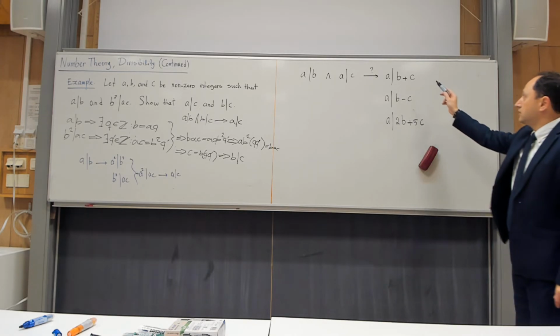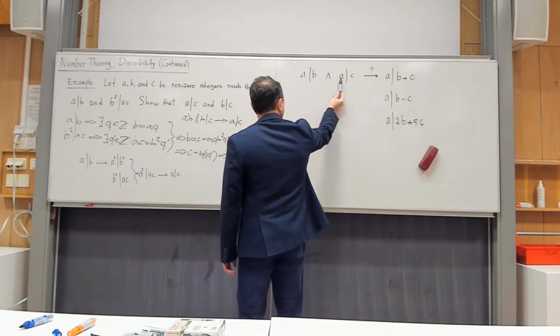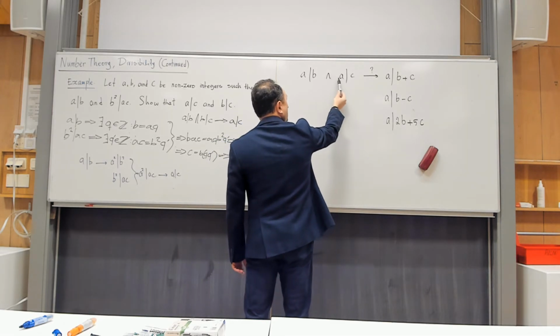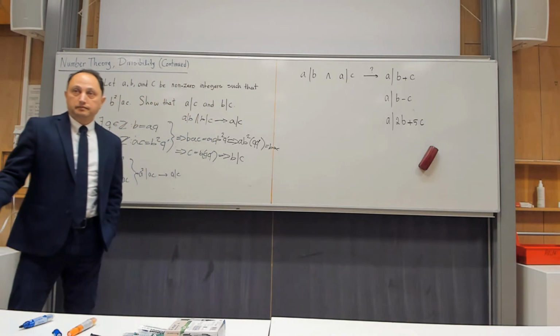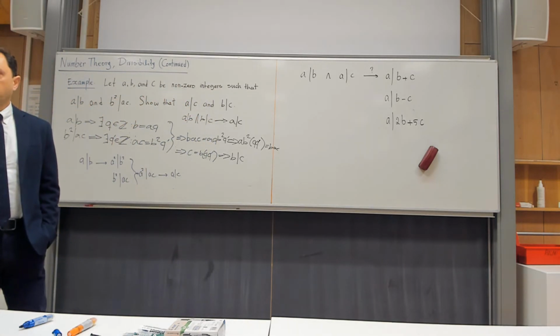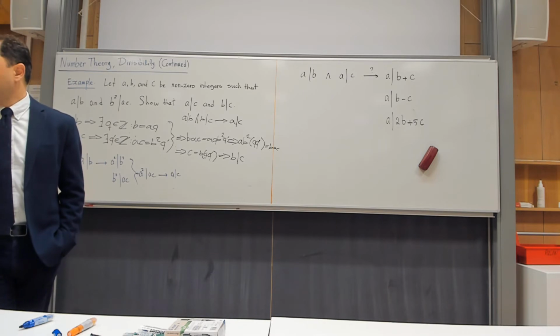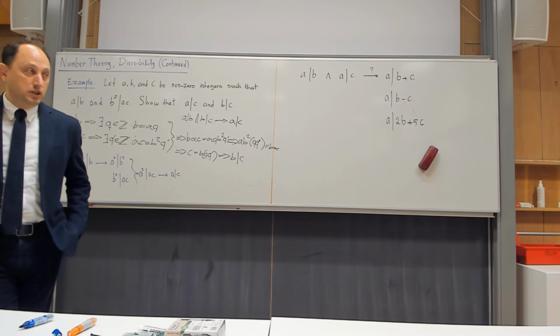So let us concentrate on this question. I have one single number that divides two numbers. Is it guaranteed that the same number divides the sum as well? What is your suspicion here? Should it be true or false? It should be true, yes?